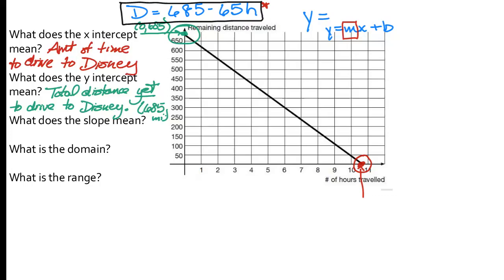What is my slope? Oh gosh, you guys. It is negative 65. There's a big difference between 65 and negative 65, is there not? Yes. The slope is negative 65, but what does that mean? Yes, h would be your x, but what does the slope mean? It's going down. What's going down? The average?